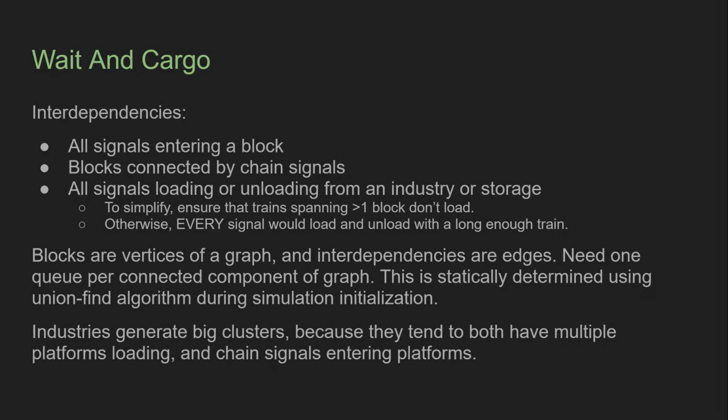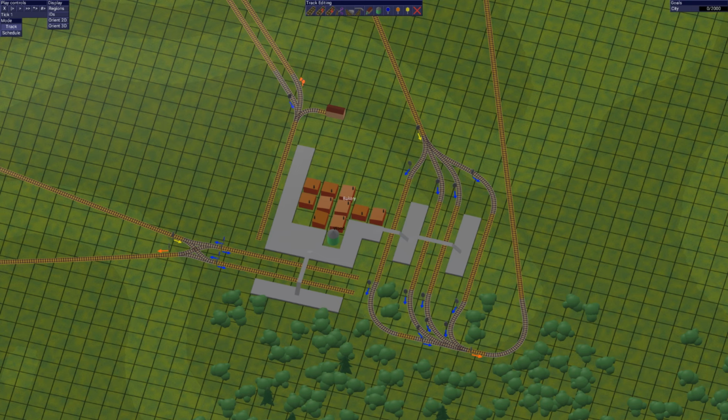In practice, the results are basically what you would expect, which is that industries generate clusters and they tend to be separated by the stretches of track that are in between. So that's all a bit abstract talking about a graph, so let's look at an example of how this works. Here I have a picture of an industry with various different tracks and platforms and signals. I have a previous video about how signals work, but the basic rundown is that yellow are chain signals, orange are free signals, and blue are block signals.